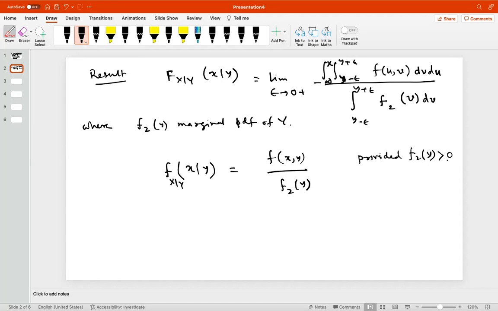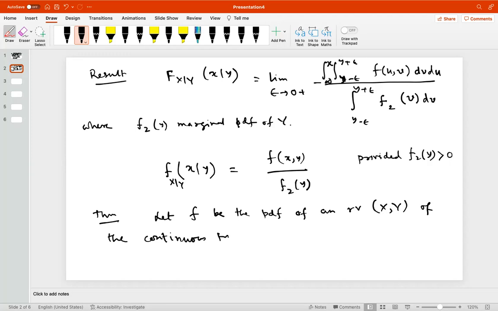Now we have a theorem, which we just state without proof. Let f be the PDF of a random vector (X, Y), a bivariate of the continuous type. For the discrete case, you can write similar descriptions; in place of integration, you write summation, double summation, etc.